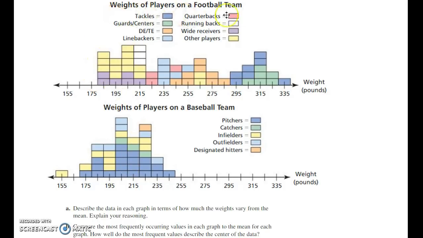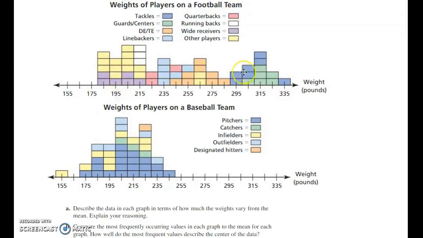Okay, notice on the football team, it is way more spread out. We go from about 180 all the way to 340. Whereas on the baseball team, it's bunched together. It's all right here from about 160 to 245, 250-ish.